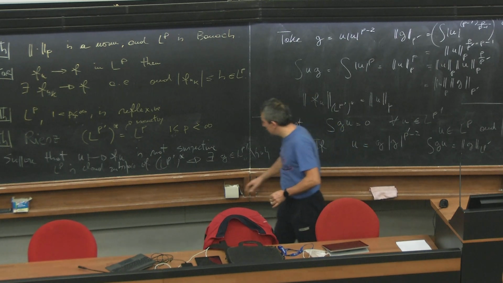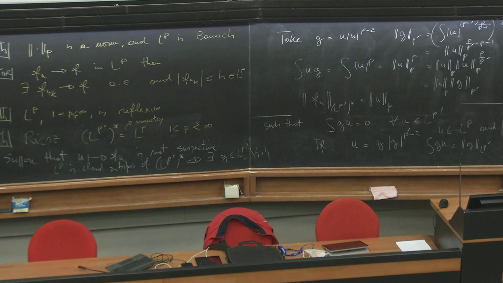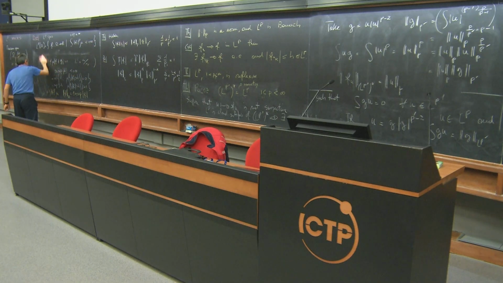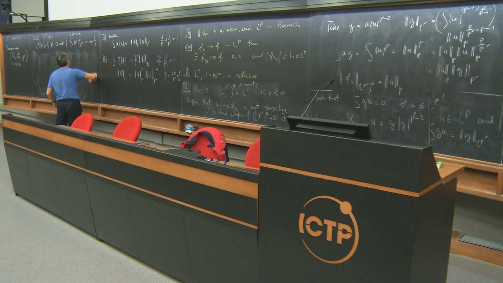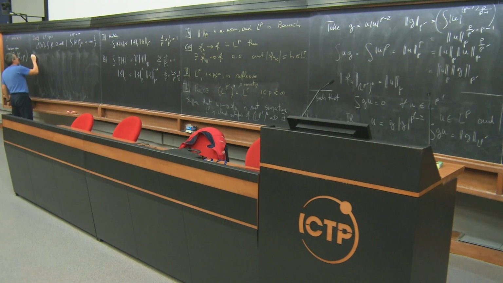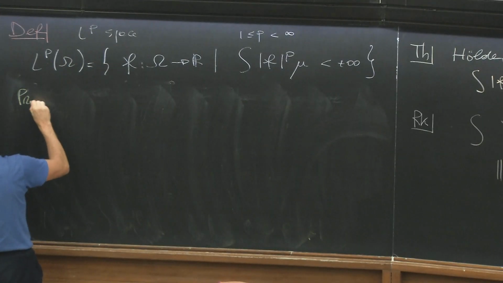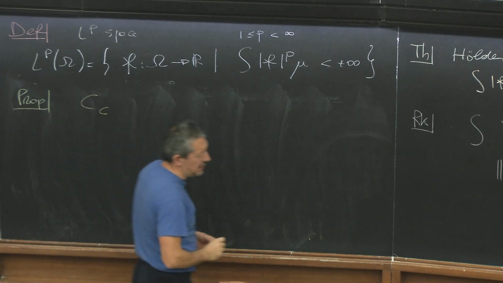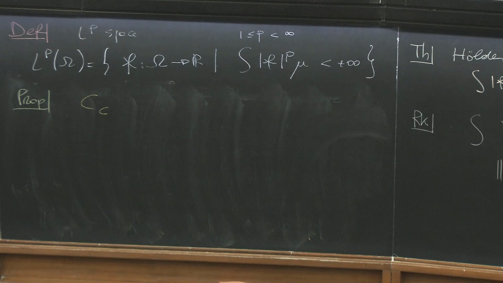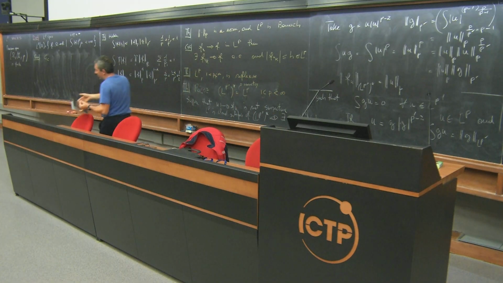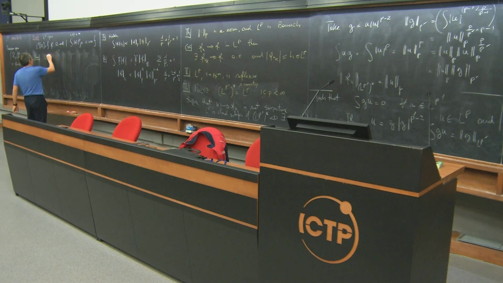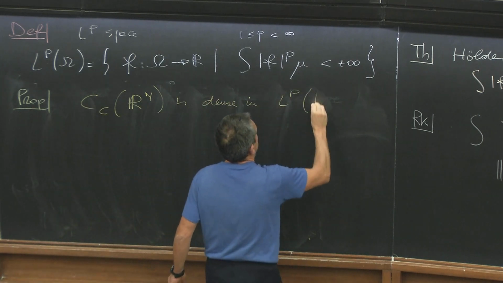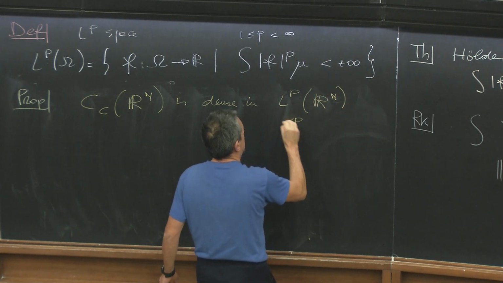Okay, and now another result, which depends on what you know, so let me put it here. Proposition. I consider it finite dimensional. It does not hold in whole generality, just in R^n. So in R^n, continuous functions with compact support are dense in L^p of R^n for p in [1, infinity).